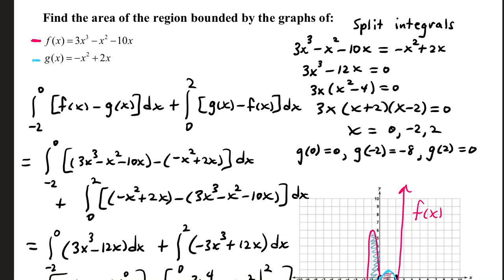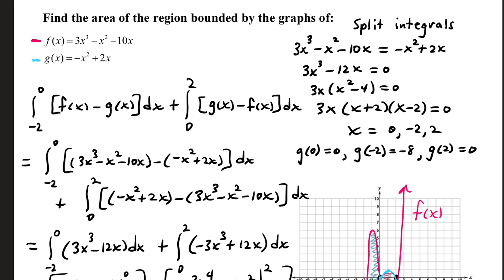Find the area of the region bounded by the graphs of f of x equals 3x cubed minus x squared minus 10x, and function g of x equals negative x squared plus 2x. First, I'm going to set these two functions equal to one another. This will be at the top right of your screen. Function f set equal to function g.